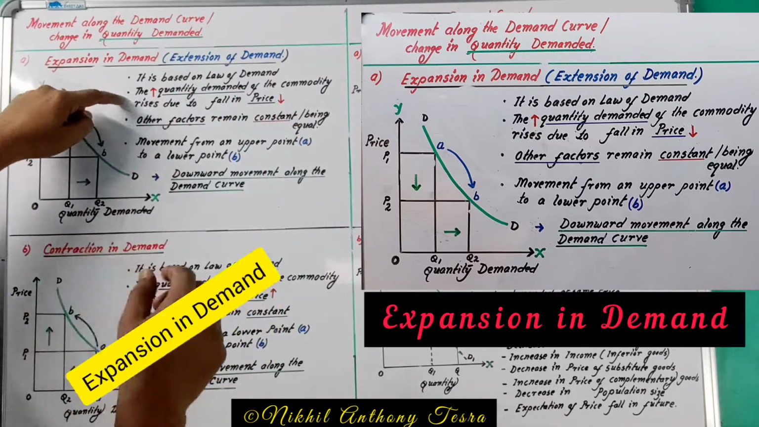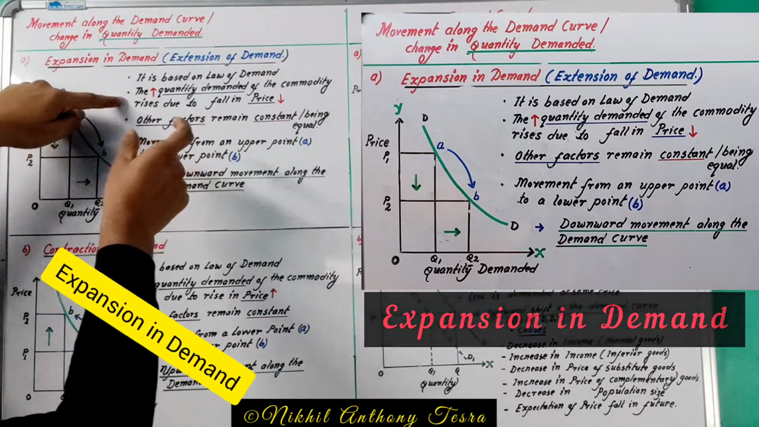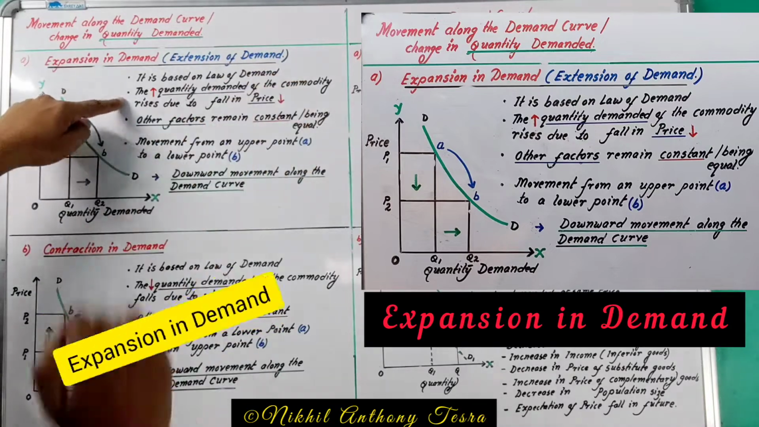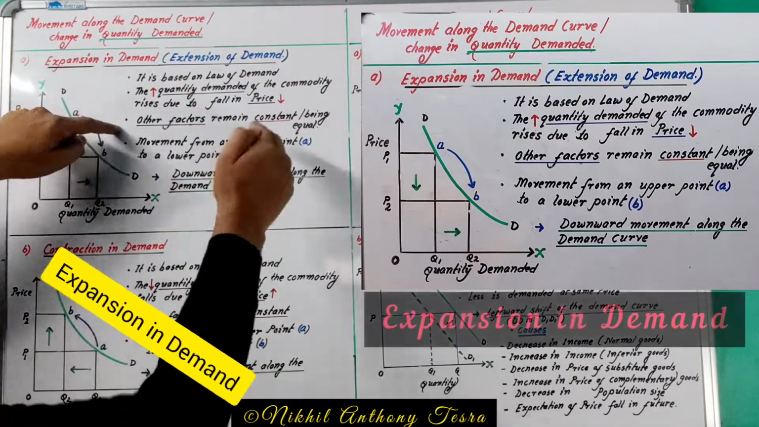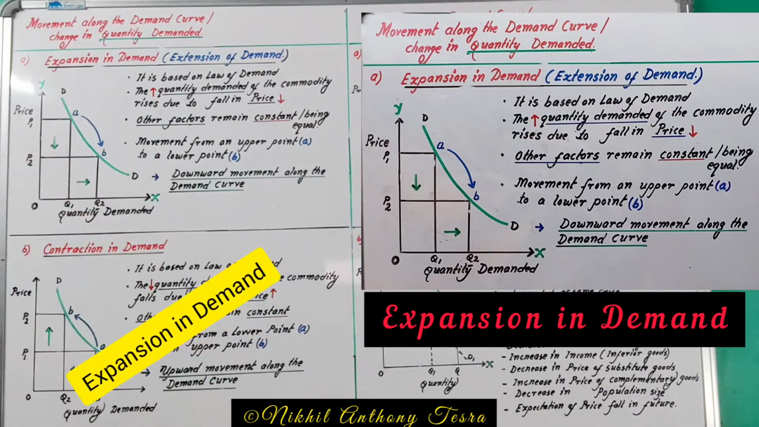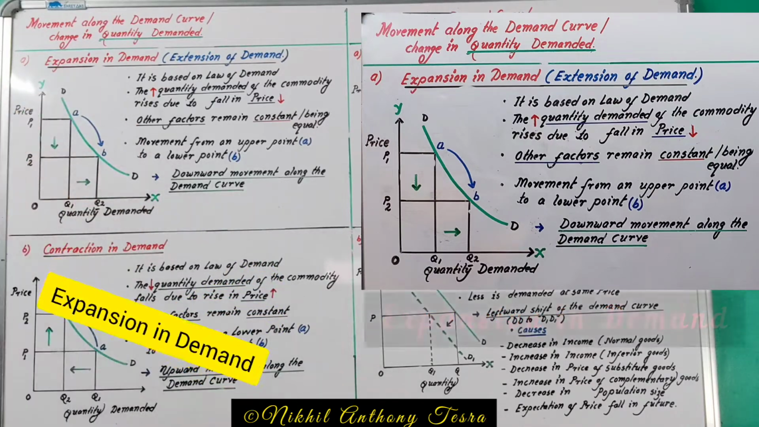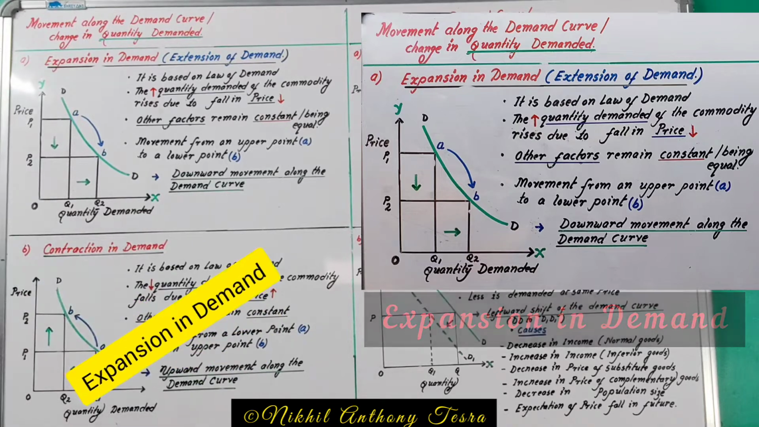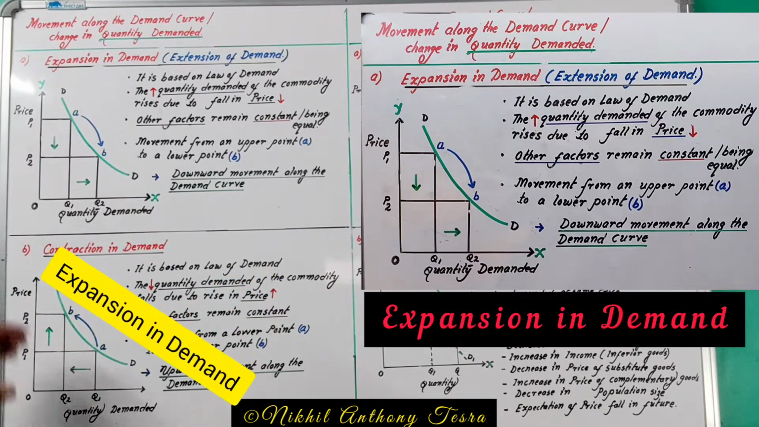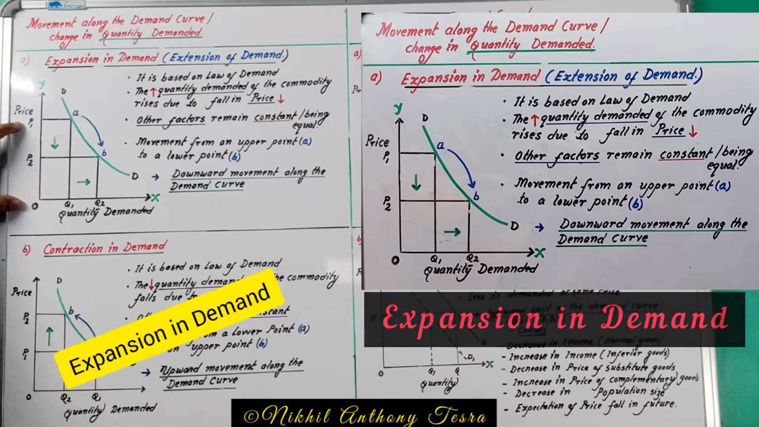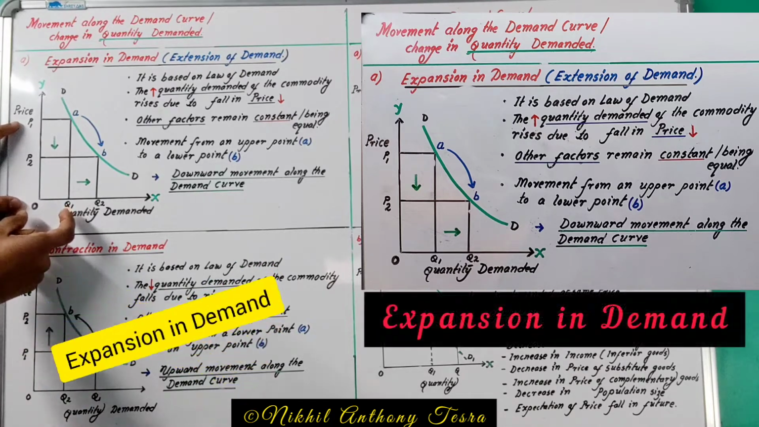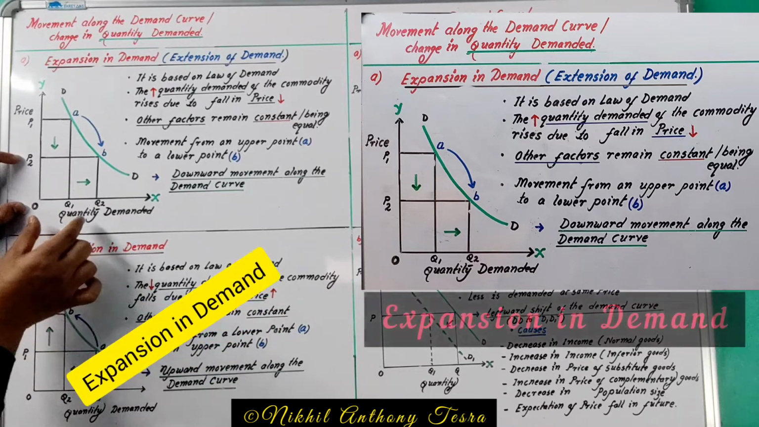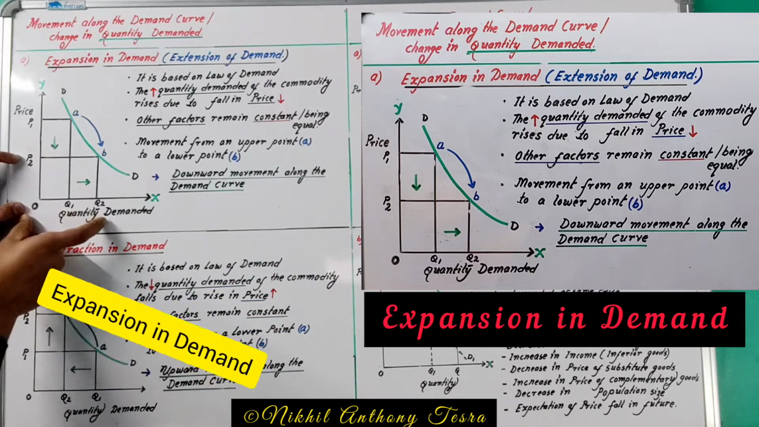Number two, the quantity demanded of a commodity rises due to a fall in price, other factors remaining constant or being equal. So friends, just check this in the above diagram. On the x-axis we are showing quantity demanded, and on the y-axis we are showing price. Suppose initially the price was OP1, then quantity demanded was OQ1. Now due to a fall in price from OP1 to OP2, the quantity demanded increases from OQ1 to OQ2.